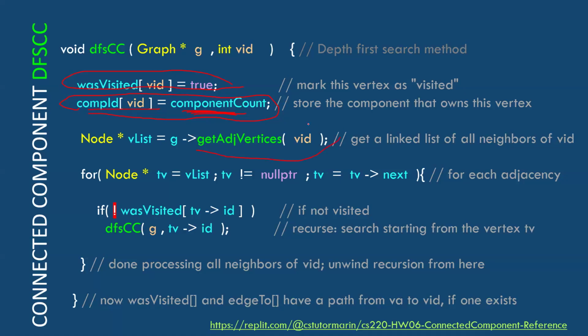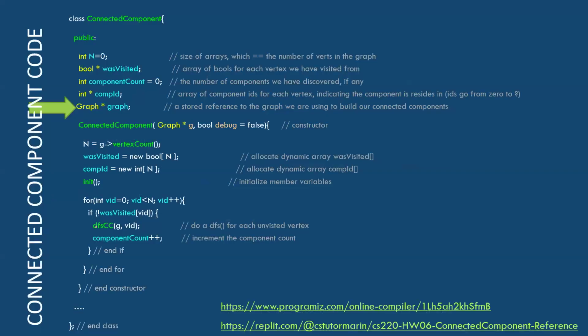I get the adjacent vertices for VID and follow its linked list. If it wasn't visited, then I drop in again, even deeper, and say, take this ID, and the process recursively continues. Eventually, we unwind all the way back to the top in our constructor, and we increment and go around and try to do it again.